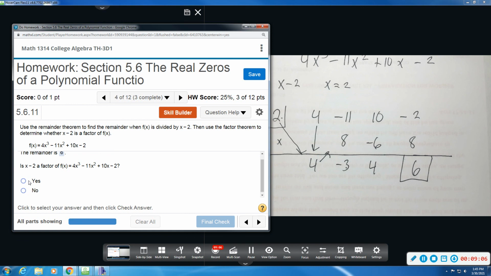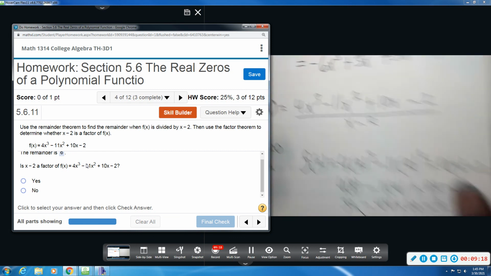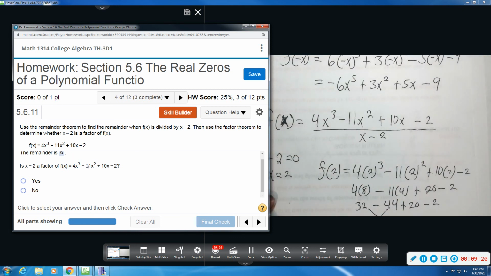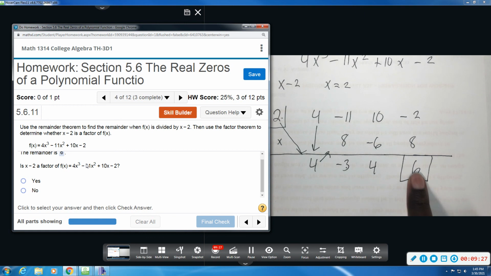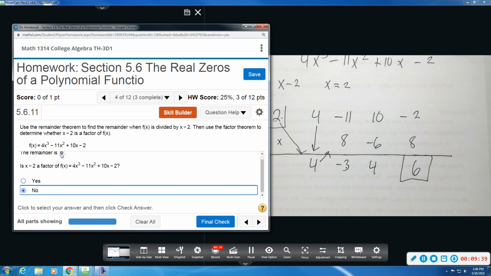The factor theorem asks: is x minus 2 a factor? The way we determine if this is a factor is if the remainder is 0. So if I plug in 2, and it ended up being 0, it's a factor. From the calculator, from plugging it in, from doing synthetic division, all cases show you 6. So because the remainder is not 0, again, it needs to be a 0, that means it's not a factor. So is x minus 2 a factor? We're going to say no, because it's not equal to 0.